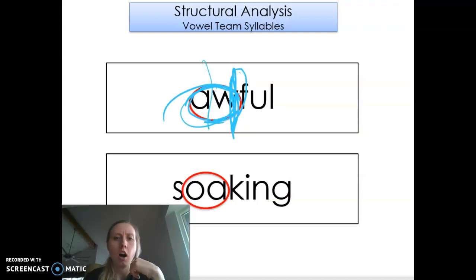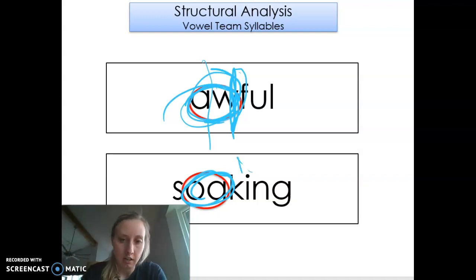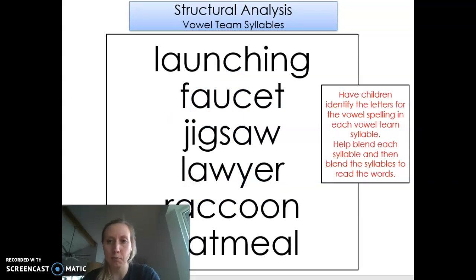We wouldn't go awful. That doesn't make sense. So it's awful. Okay, next one is soaking. Here's our vowel team, OA. Soaking. We're going to break it right here. Soaking. Okay, let's do a couple more.